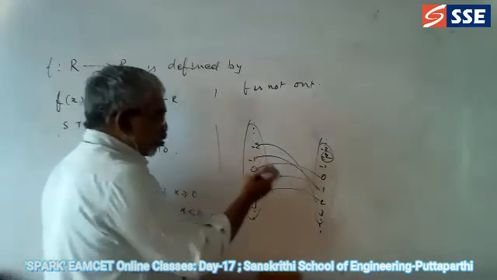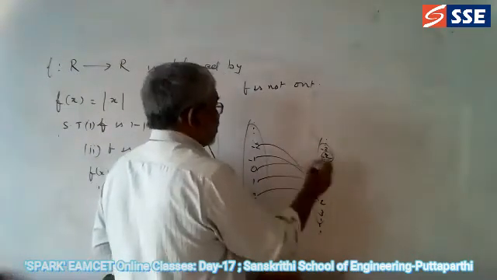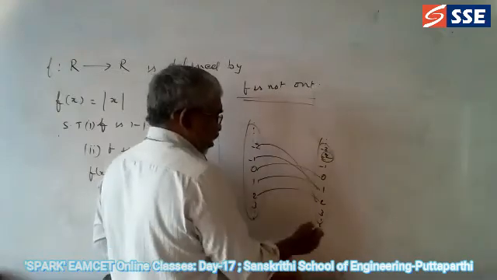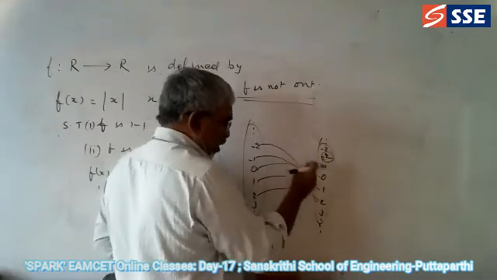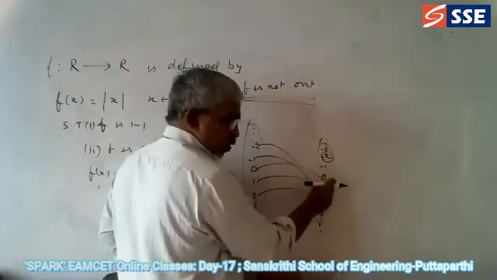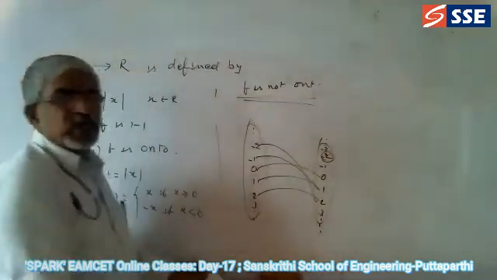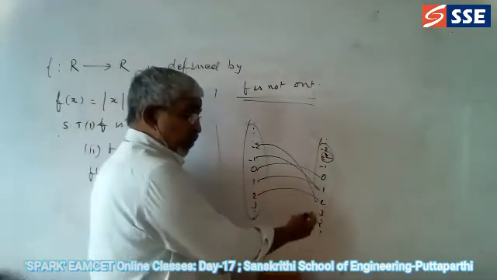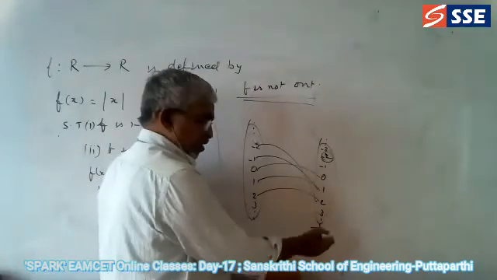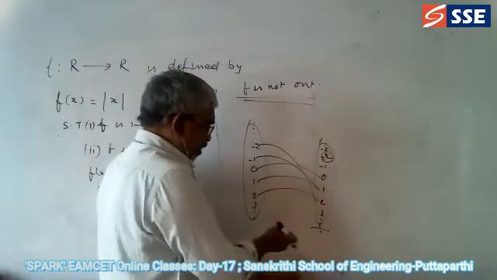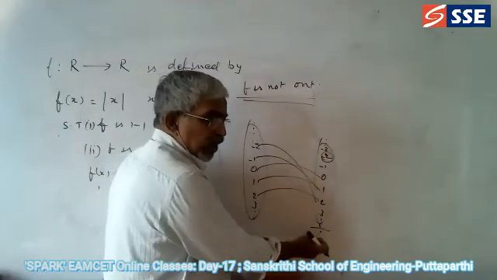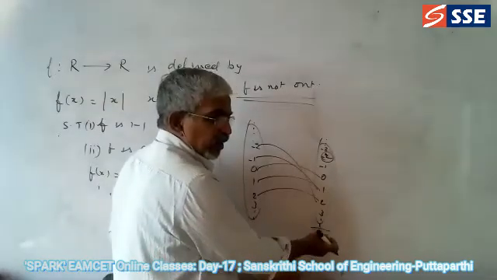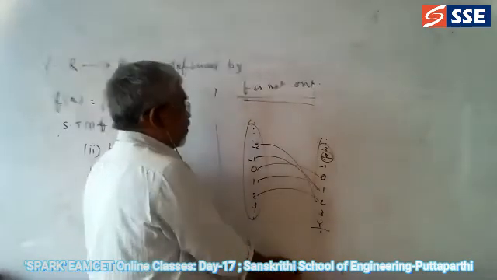For minus 2 there is no pre-image. So since there is no pre-image for minus 2, f is not onto. Why? Because what is the onto condition? Every element here in the codomain must have a pre-image in the domain. We will call this the codomain or range. This is the domain. So every element here must have a pre-image here.